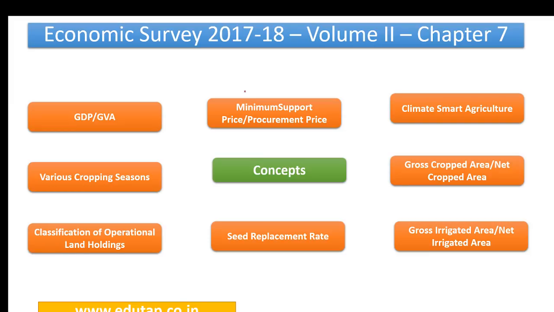So what are the concepts that you need to be aware of? What is GDP, GVA? What are the various cropping seasons? What is the classification of operational land holdings? What do we mean by minimum support price, procurement price? What is meant by seed replacement rate, climate smart agriculture? What is gross cropped area, net cropped area? These are the things that you need to be thorough with. Only then would you be able to approach whatever question comes your way.